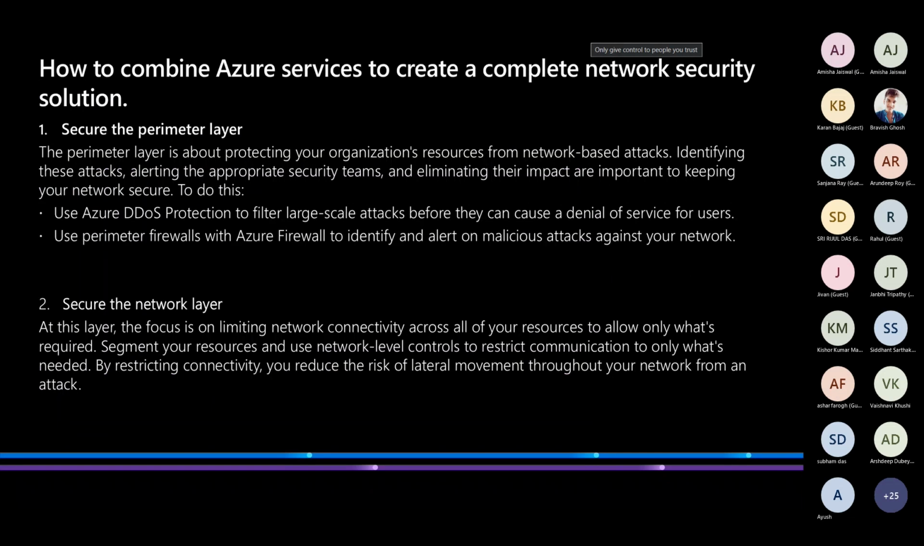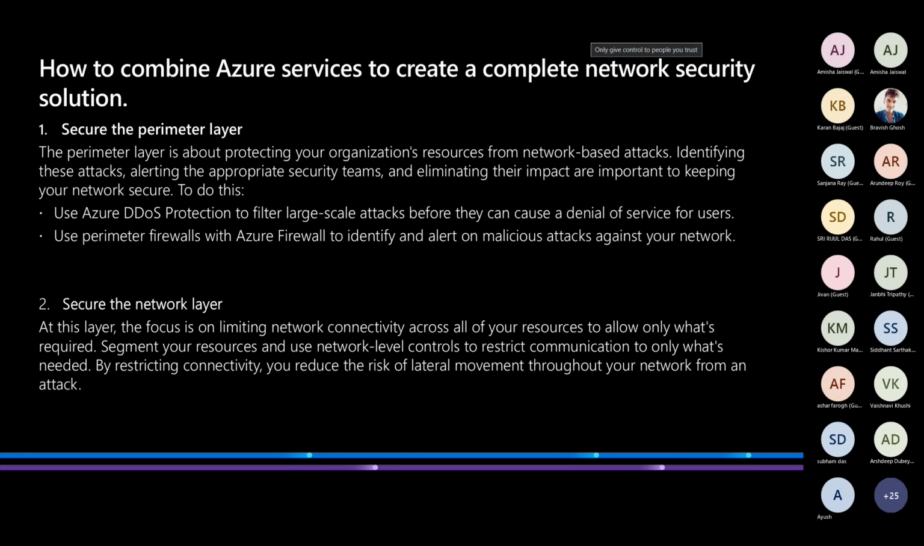How to combine Azure services to create a complete network security solution. The perimeter layer is about protecting your organization's resources from network-based attacks. Identifying these attacks, alerting the appropriate security teams, and eliminating their impact are important to keeping your network secure. To do this, use Azure DDoS protection to filter large-scale attacks before they can cause a denial of service for users. Use perimeter firewalls with Azure Firewall to identify and alert on malicious attacks against your network.